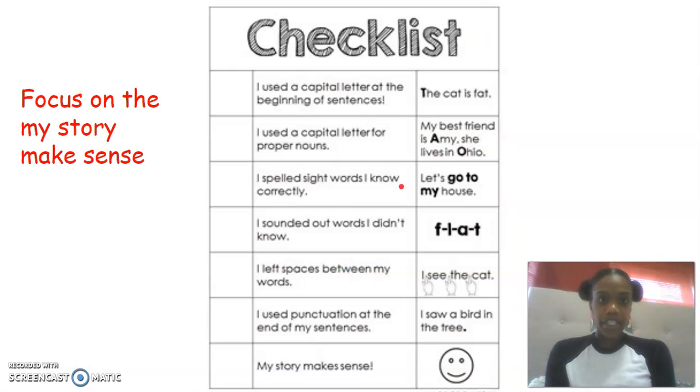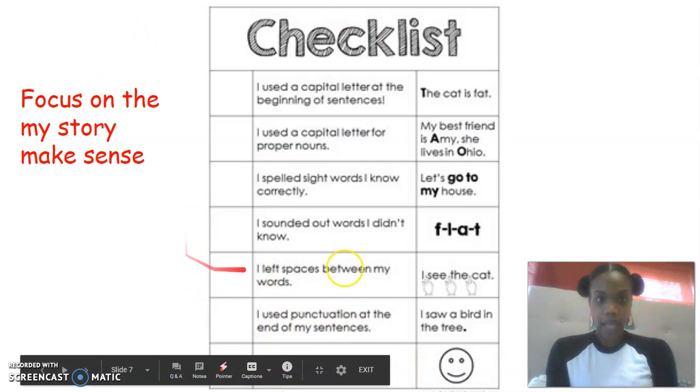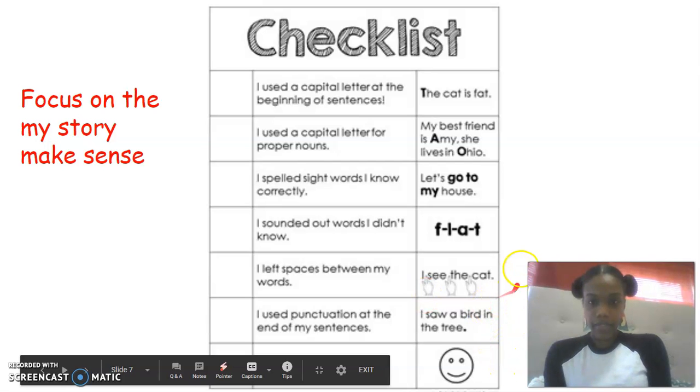Great job, Karaji. So here is the checklist that you are going to be using to make sure that your writing is neat and readable, right? I want you to just focus on this section here, okay? Sorry, my cursor is all over the place. You want to focus on my story makes sense.